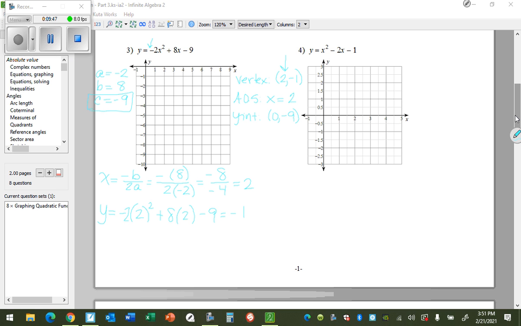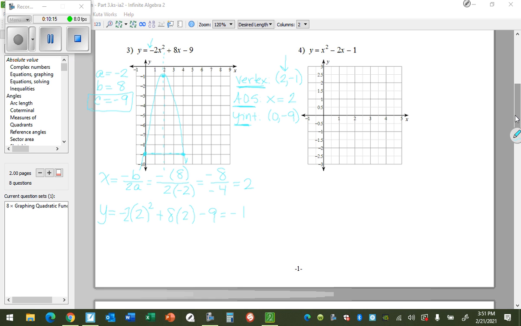So we're going to go ahead and plot our axis of symmetry first. So I'm going to go to 2 on the x-axis and make my dotted line. That's my AOS. I will now plot my vertex on that line. So 2, -1. I will next plot my y-intercept, -9, way down here on the y-axis. This is 2 spaces over, so mirror, mirror on the wall, prettiest parabola of them all. And then I'll come up and make my graph.